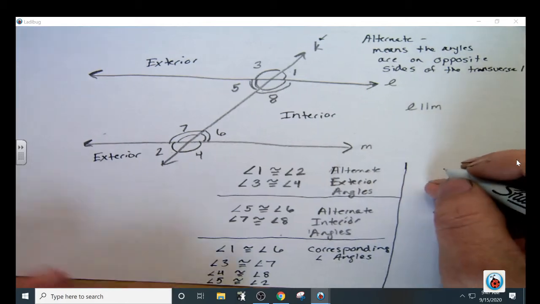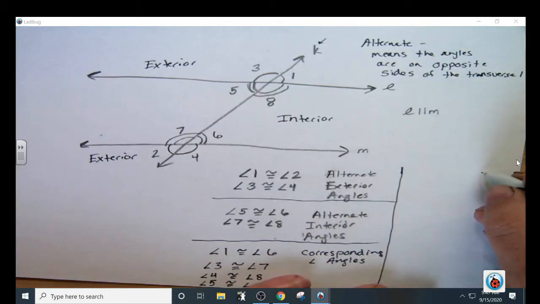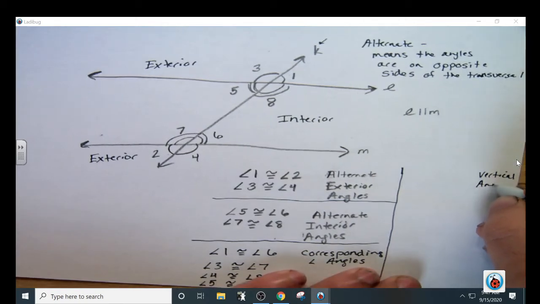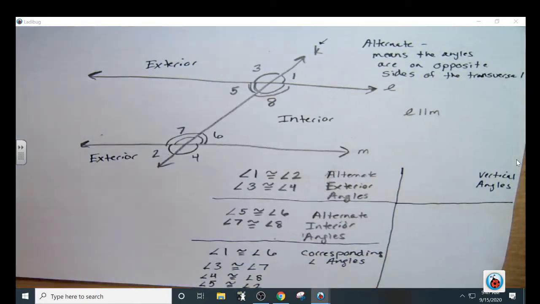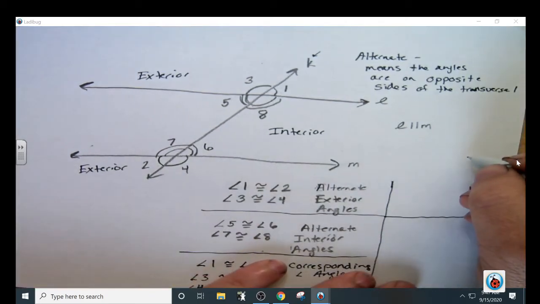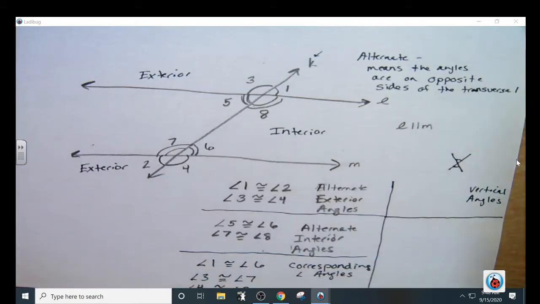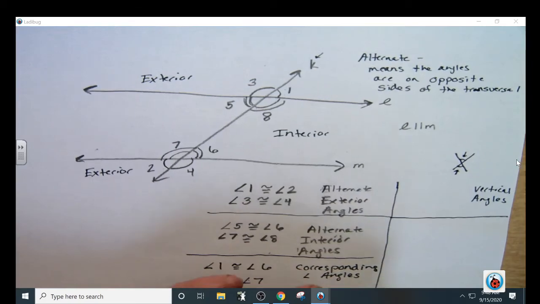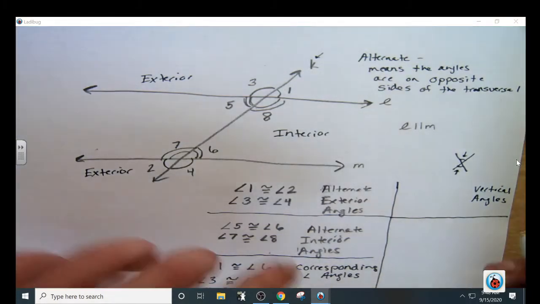All right, now let's talk about the next type of congruent angle, and they're called vertical angles. Now, vertical angles, guys, means that anytime two lines cross, the angles that are made that are opposite of each other, diagonal across from each other, are always vertical angles. Like these two are vertical angles. So any angle where, when two lines cross, they're across from each other, they're going to be congruent. So, guys, pretty simple.